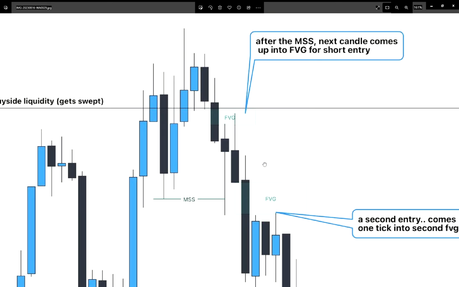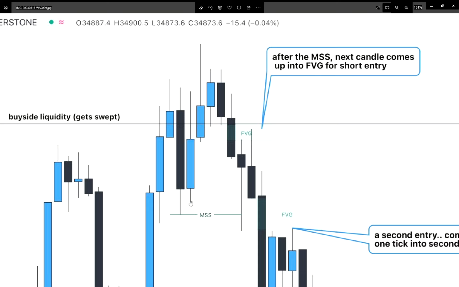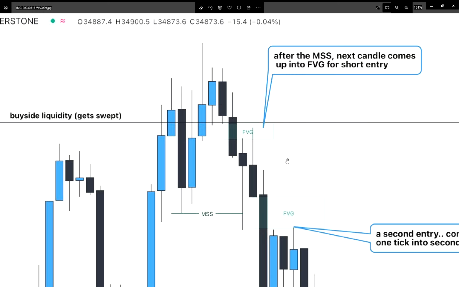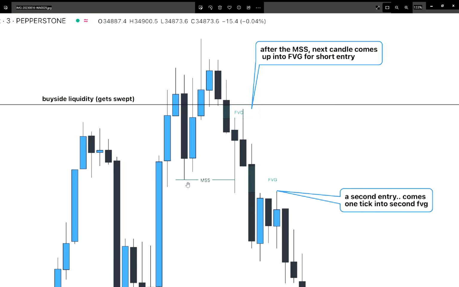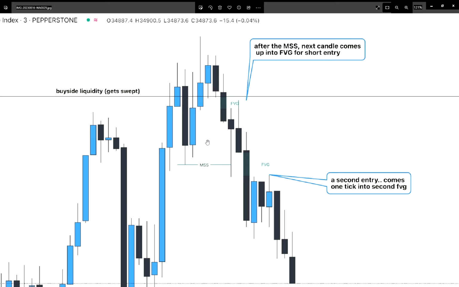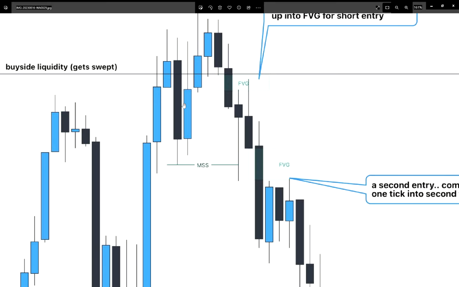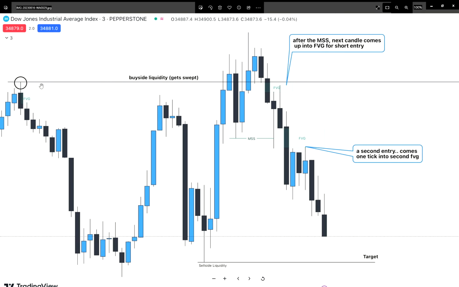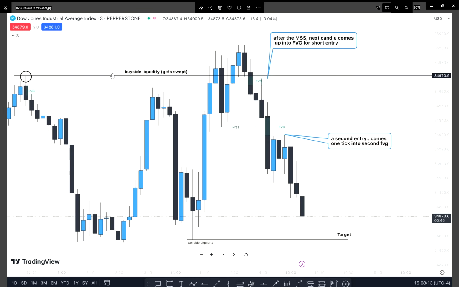For the market structure shift, what is a market structure shift? It starts with a low. There's an initial low, so there's actually one low there. It's going to be the first low after the liquidity sweep. The liquidity sweep happened right here.